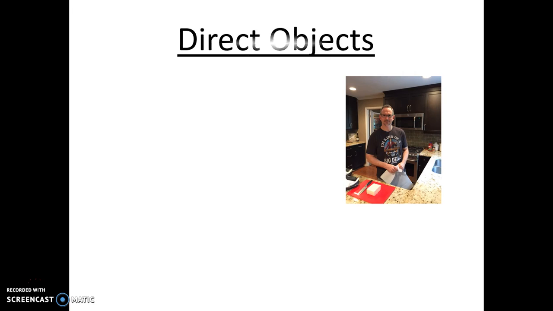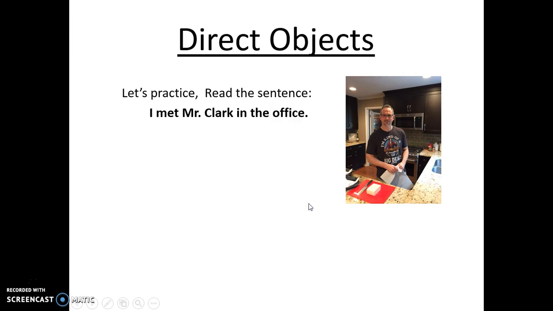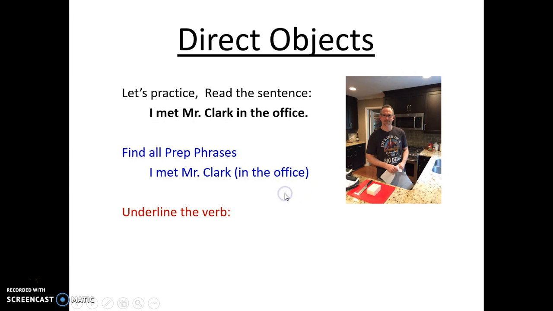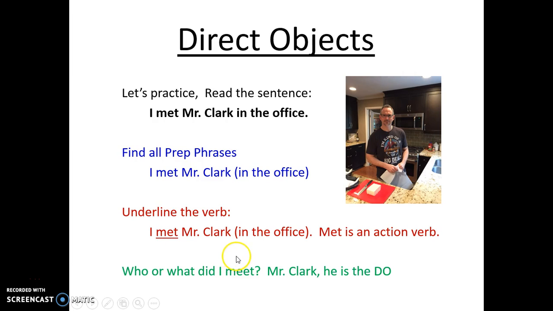Let's go through those steps with Mr. Clark. There's Mr. Clark. That's my husband. He's the man that brings me coffee some days and makes me happy. I met Mr. Clark in the office. Well, I did the first step, which is read the sentence. The second step is to identify all the prep phrases, because I know that they are not important. In the office is the prep phrase. Now I need to identify the verb. The verb is met. Met is an action verb, so there could be a direct object. Last but not least, who or what did I meet? Mr. Clark. In this case, Mr. Clark is a direct object.